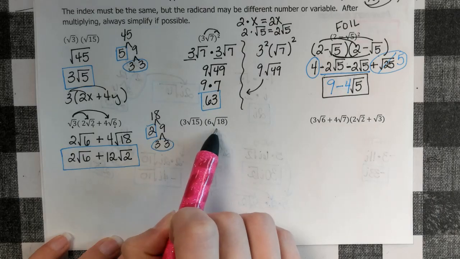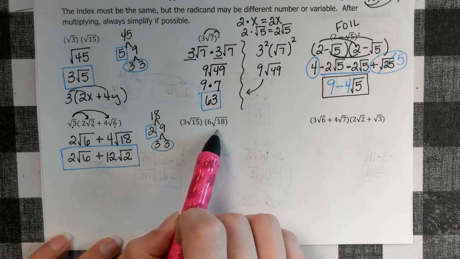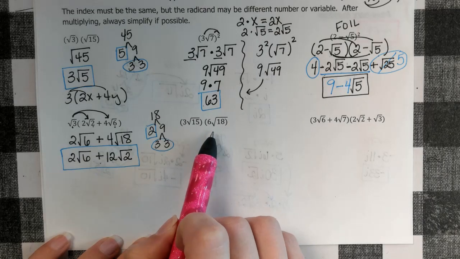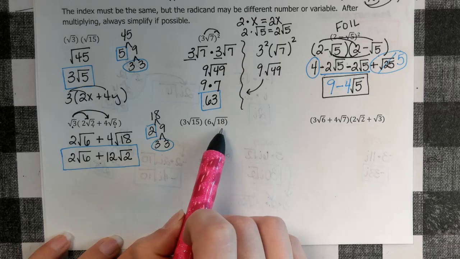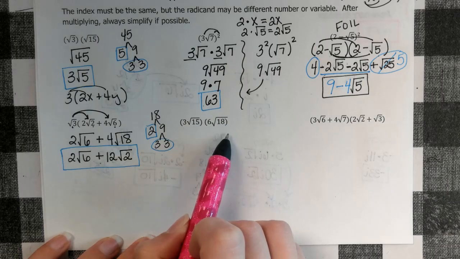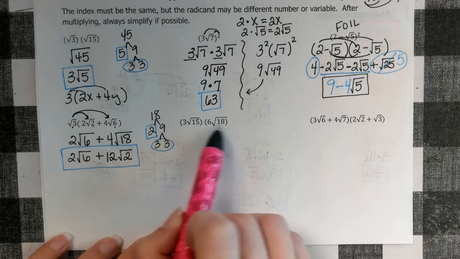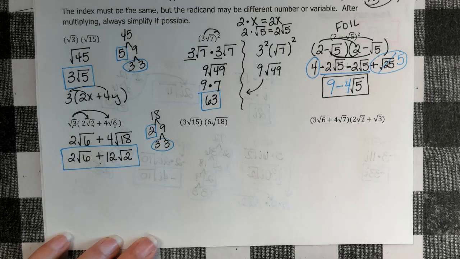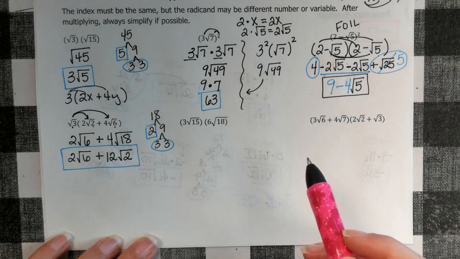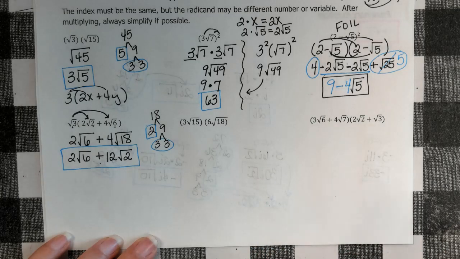All right. 3 square root of 15 times 6 square root of 18. You can do one of two things. You can simplify square root of 18, or just multiply and simplify once. It's up to you if you want to work with large numbers or smaller numbers. I personally like to simplify first. You don't have to, but that's what I do. So that's what we're going to do.